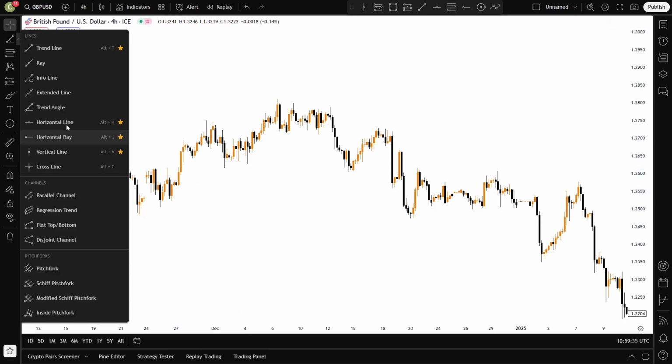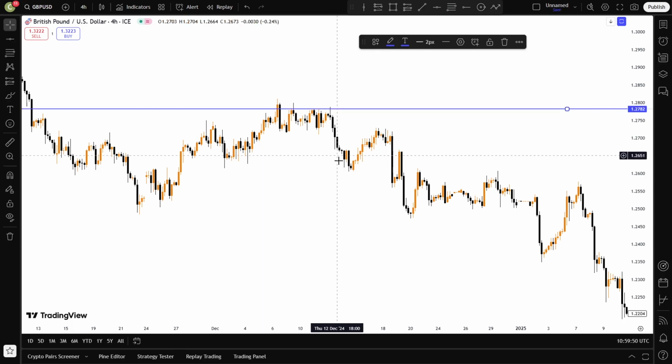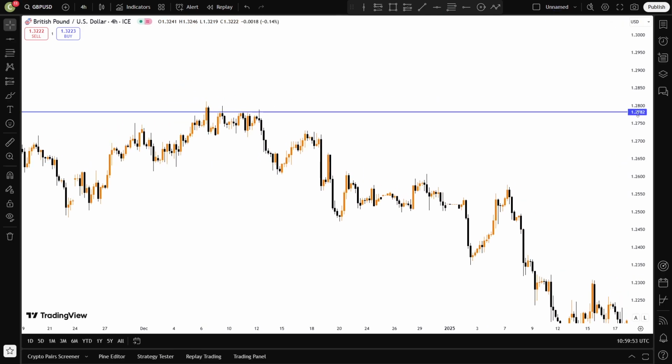Moving on to the next tool, this is the horizontal line tool. The horizontal line tool just draws a horizontal line across the screen, and it is usually helpful in identifying support and resistance zones and also marking key price levels. For example, as you can see, you have your price level here, and you can also mark resistance and support zones.